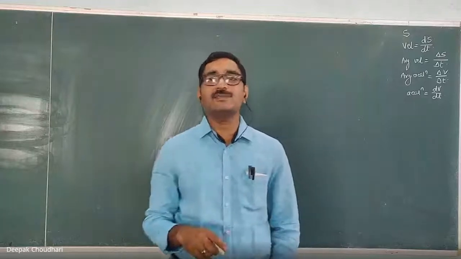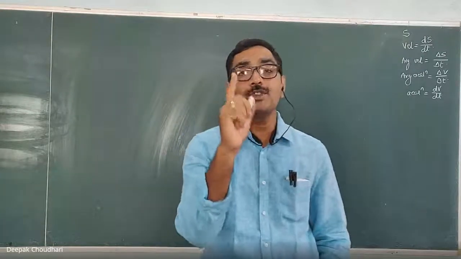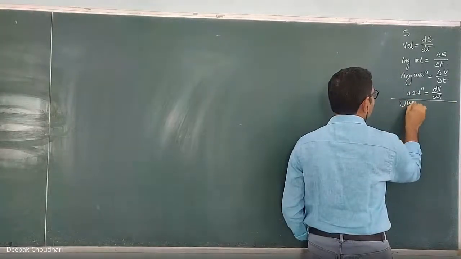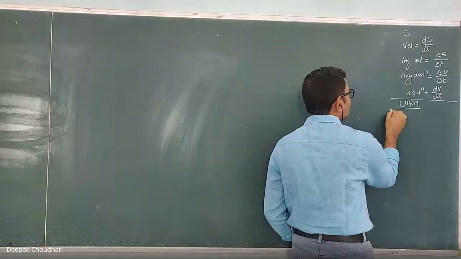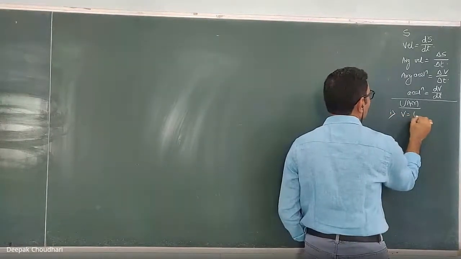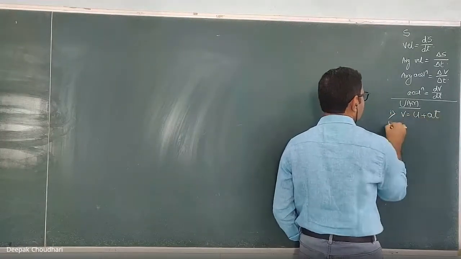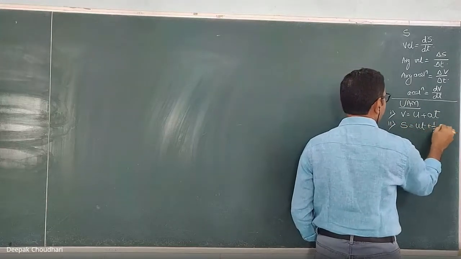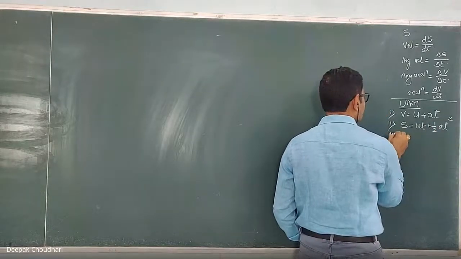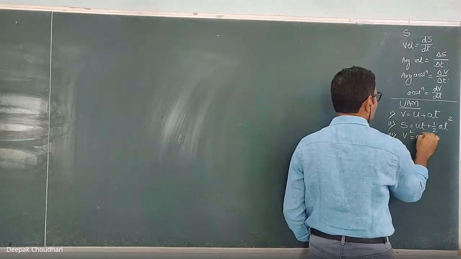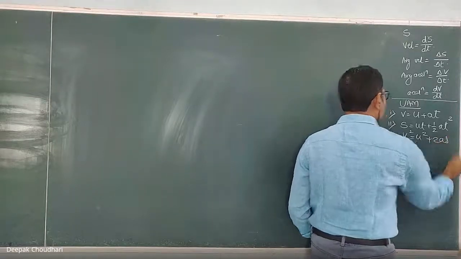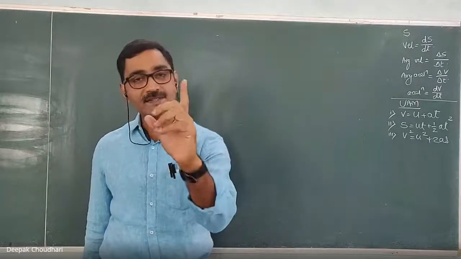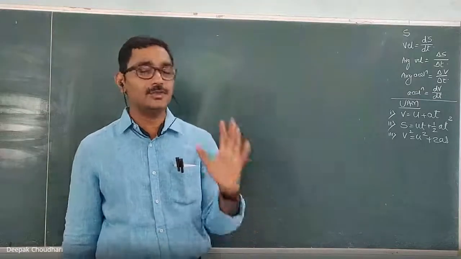Before that variable acceleration motion, there is a topic of uniform acceleration motion. When the particle moves with uniform acceleration motion, UAM, we can use the kinematic equations. The first is V equal to U plus AT. The second is S equal to UT plus half AT square. And the third is V square equal to U square plus 2AS. We can use these kinematic equations for uniform acceleration motion, and this topic is for self-study. So you study it yourself.